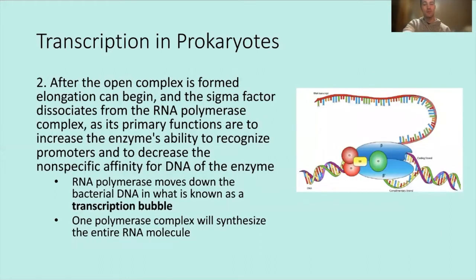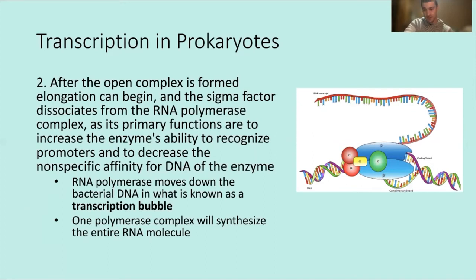After the open complex is formed, elongation begins and the sigma factor dissociates from the RNA polymerase complex. Its primary functions are to increase the enzyme's ability to recognize promoters and to decrease the non-specific affinity of the enzyme for DNA. So the sigma factor is super important for RNA polymerase to find the promoter, but once it finds that promoter, the sigma factor dissociates and we don't really need it anymore. RNA polymerase moves down the bacterial DNA in what is known as a transcription bubble.